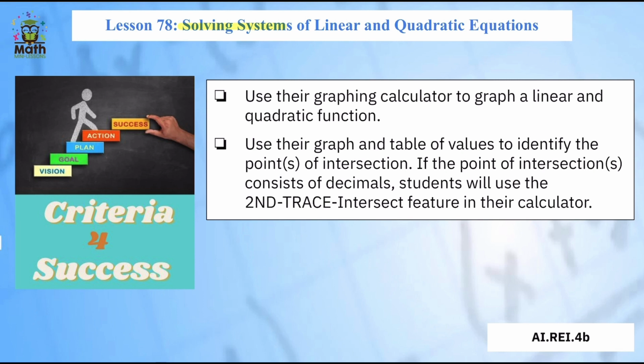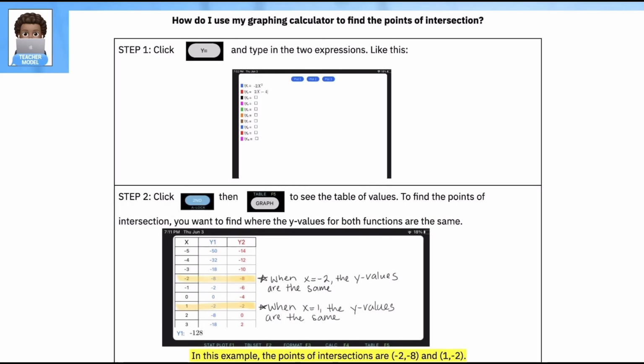So this is what we're going to do. We're going to use our calculators to graph both functions. We're going to use the graph and the table of values to identify points of intersection. And if the points of intersection consist of decimals, then use the trace feature on your calculator to get as close as possible to the intersection. So let's jump in. Just some high-level notes.